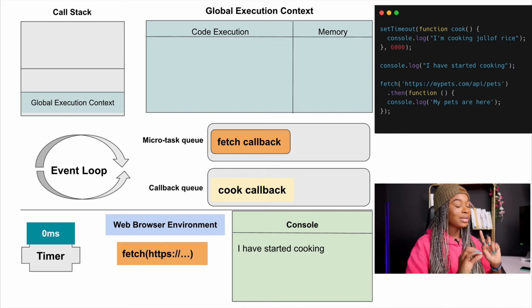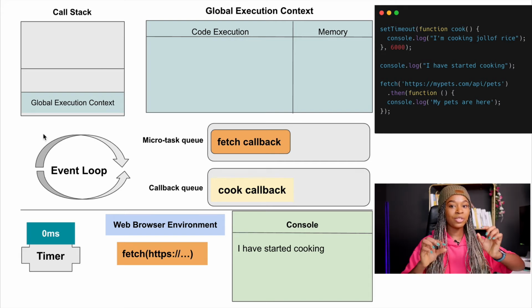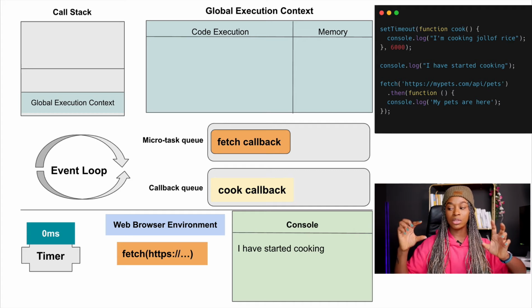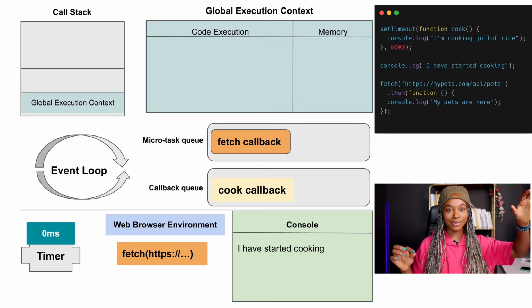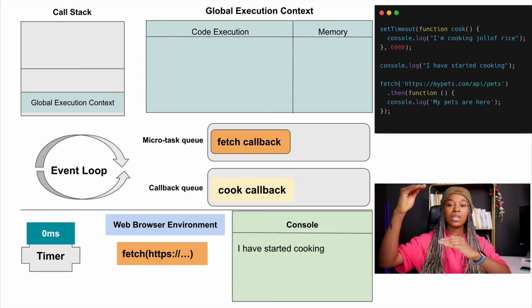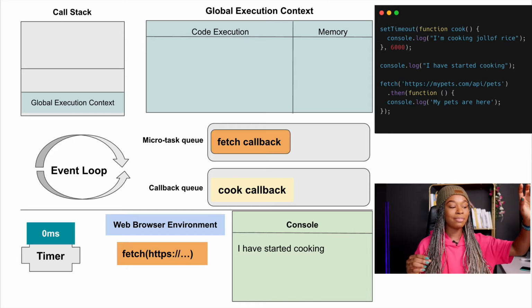So now let's talk about the event loop. The event loop has just been sitting here. What it does is it keeps checking if there's anything on the microtask queue or on the callback queue that needs to be added to the call stack. It's like a middleman. It only adds callbacks from either of these queues if the call stack is empty. It needs the call stack to be empty.